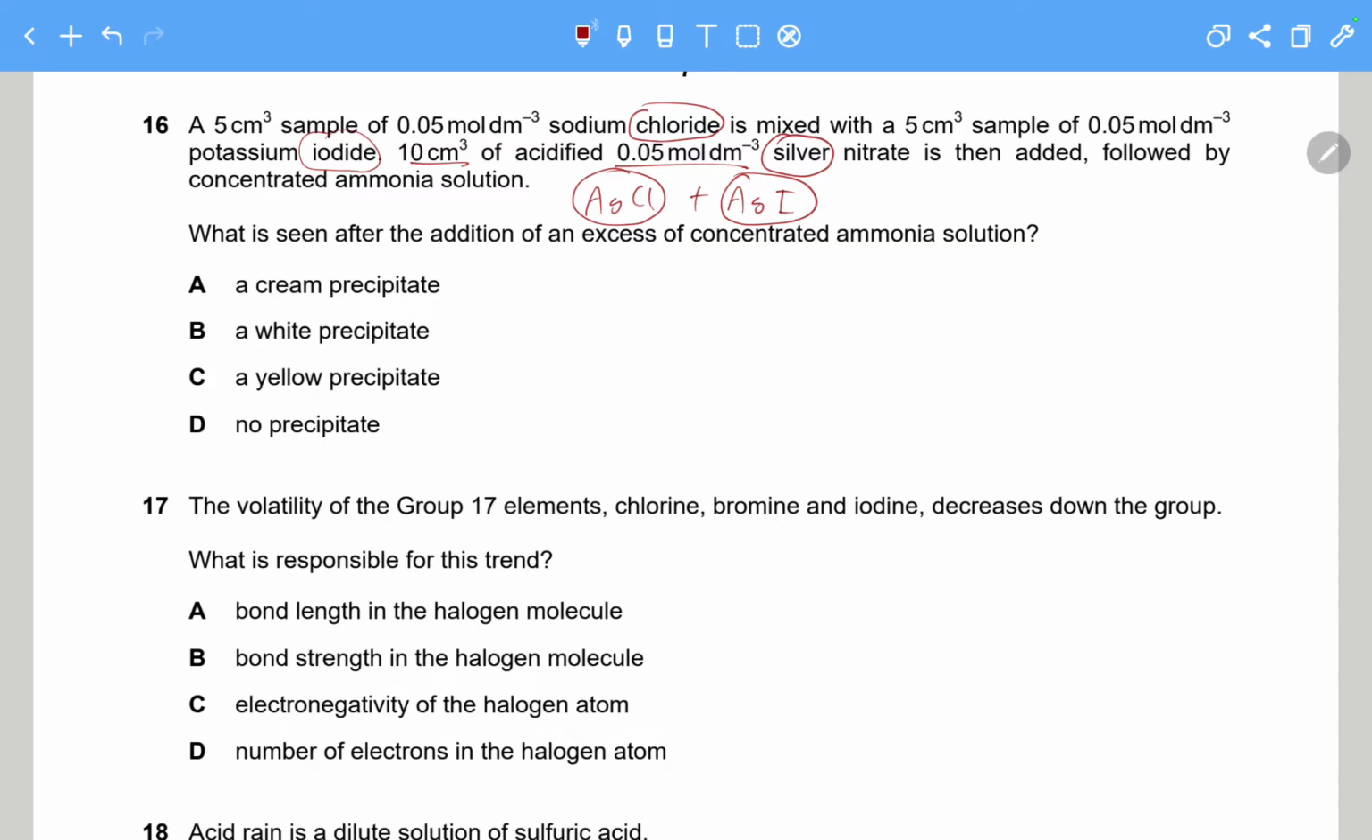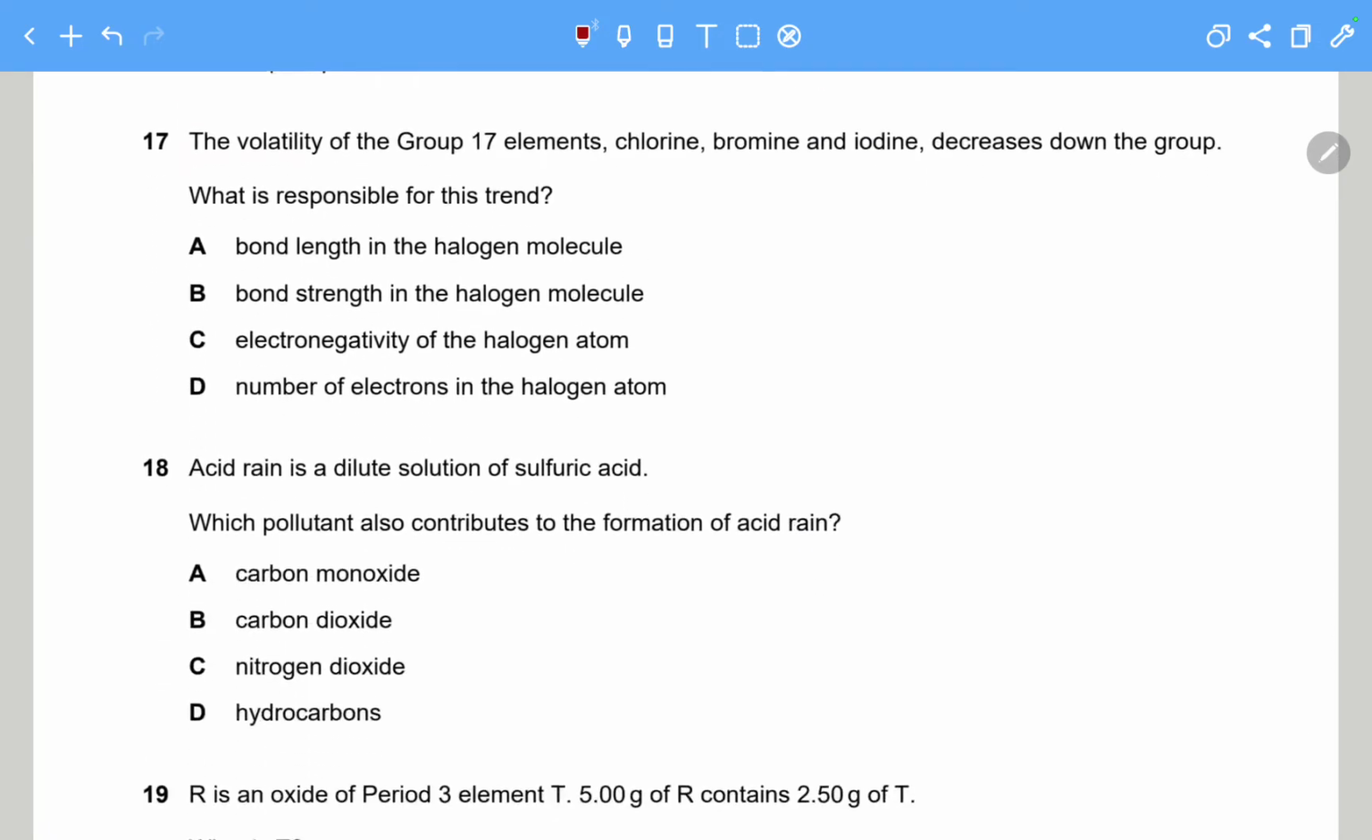So what is seen after the addition of an excess of concentrated ammonia solution? We'll only see the AgI, which is a yellow precipitate. So the answer is a yellow precipitate, and that happens to be option C.